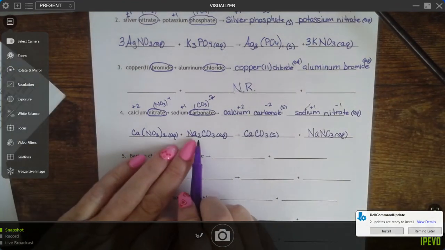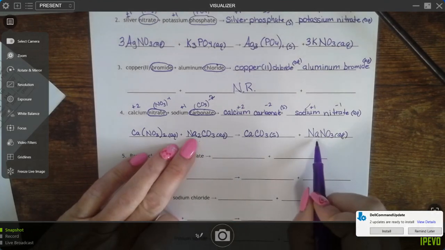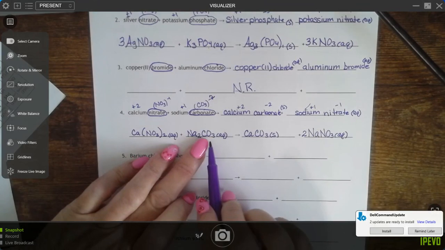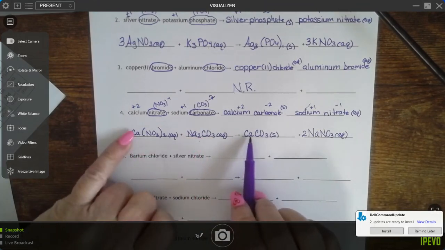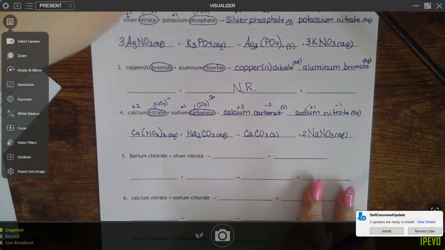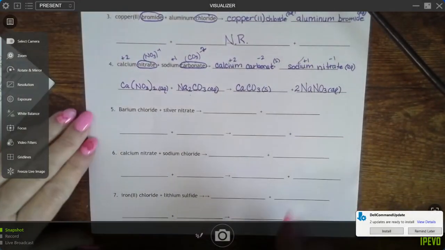All right, let's look at balancing this one. I've got 2 sodium on this side and only 1 sodium over there. So I'm going to put a 2 here. Oh, wow. Check it out. That's all I need to do to balance it. So that one is done. Very nice.